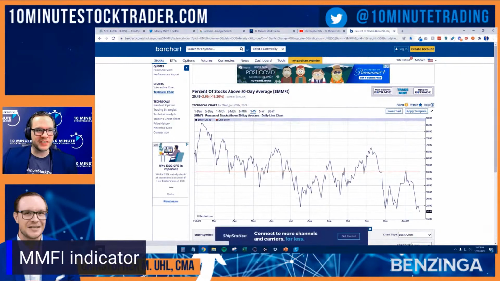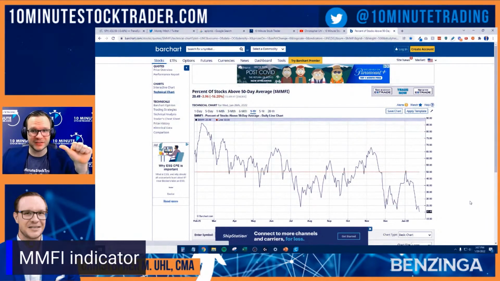This will tell you the percent of stocks that are above their own 50-day moving average. This is at 20. This is at new 52-week lows. What does that mean to you? That means if there's 500 stocks in the S&P, and only 20%, so 1 in 5 of those are participating, only 1 in 5 stocks is bullish right now.